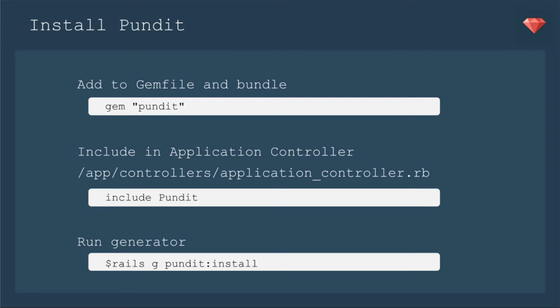Let's install Pundit. First, you just need to include it in your gem file and then bundle. Then we will include it in our application controller so that it can be in all of our controllers. We'll just include Pundit at the top. Then we're going to run the generator, rails g pundit:install. It creates the folder where you would keep all of your policies and then creates a general application policy that we'll go over in a future lesson.